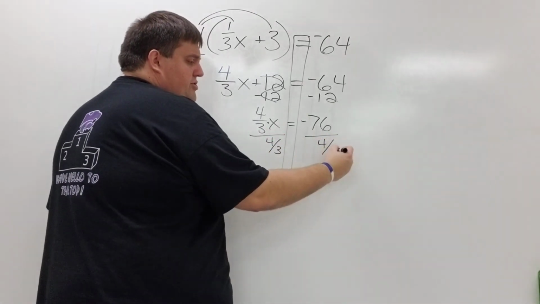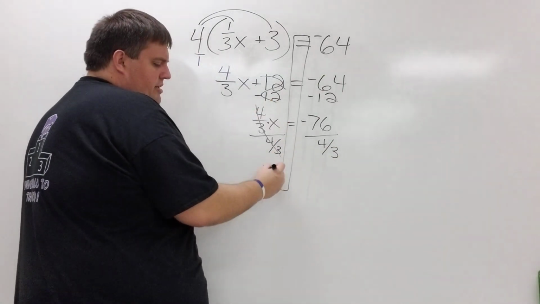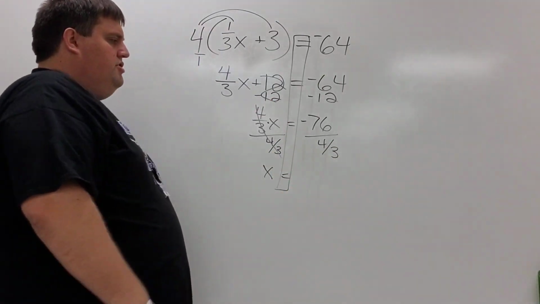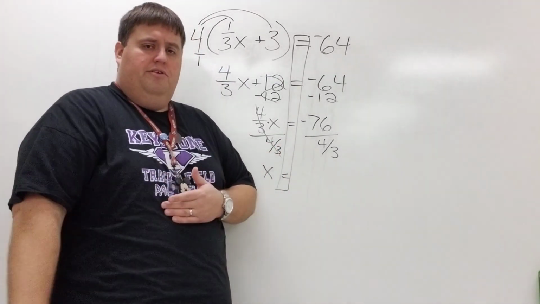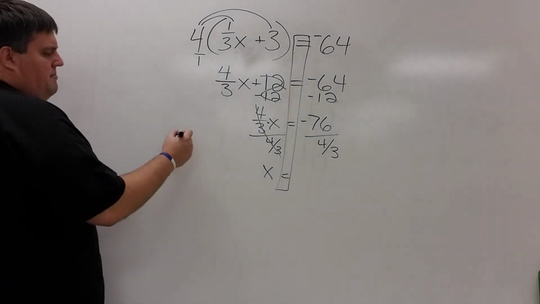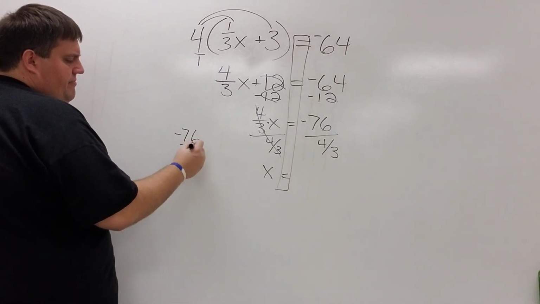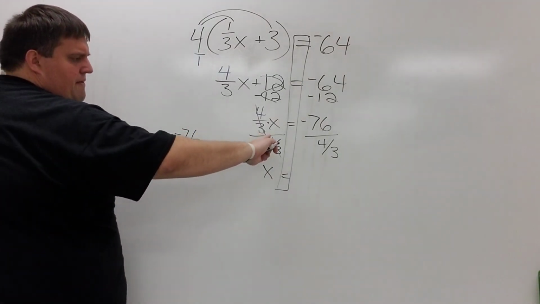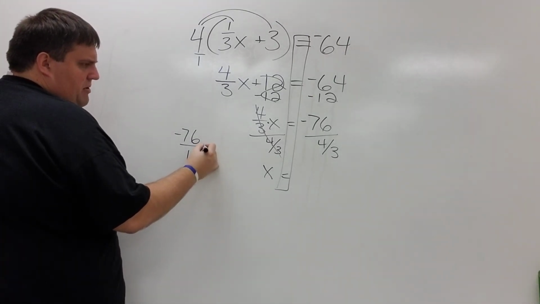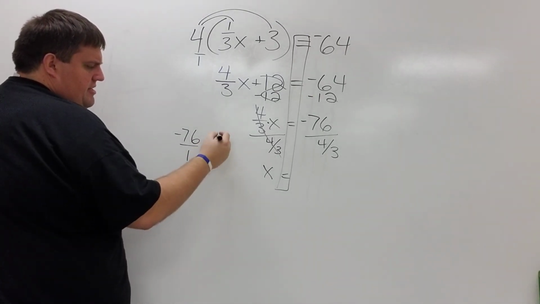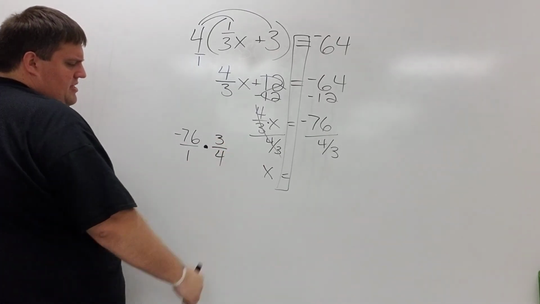Again, use your calculator, that's what it's for. So when you divide by 4/3, you can just type negative 76 divided by 4/3. I don't have my calculator on me, so I'm going to do it by hand. When you divide by a fraction, you copy, change, flip, right? You change it to multiplication, and you flip this to 3/4.